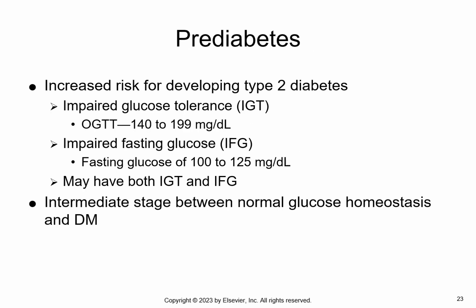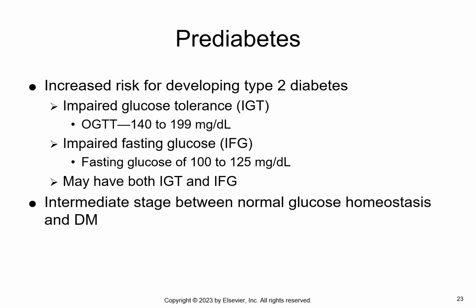When we talk about prediabetes, persons diagnosed with prediabetes are at increased risk for developing type 2. It is defined as impaired glucose tolerance, IGT, impaired fasting glucose, IFG, or both. It is an intermediate stage between normal glucose homeostasis and diabetes mellitus. Glucose levels are high, but not high enough to meet the diagnostic criteria for diabetes.